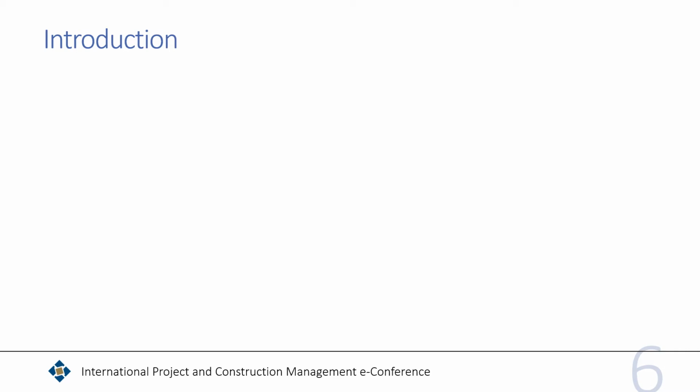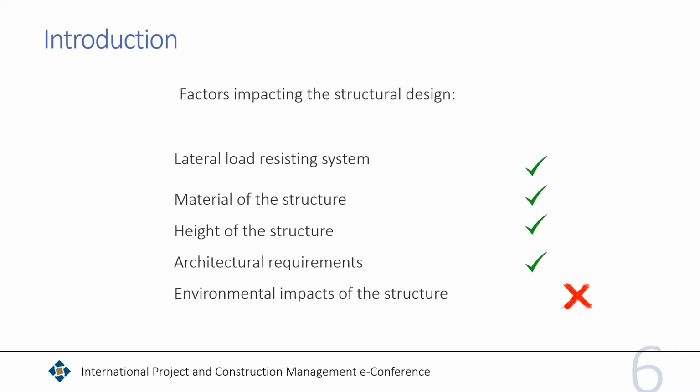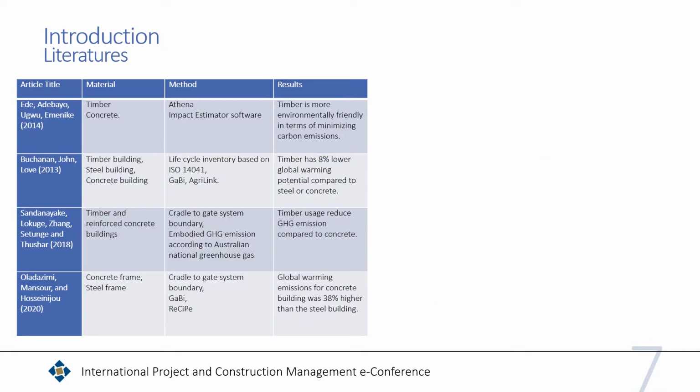In the past, there were lots of factors impacting the structural design, like lateral load resisting systems, material of the structure, height of the structure, and architectural requirements. But no one cared about the environmental impact of the structure in the past. But recently, lots of papers and studies consider the environmental effect of the material we choose for buildings and constructions.